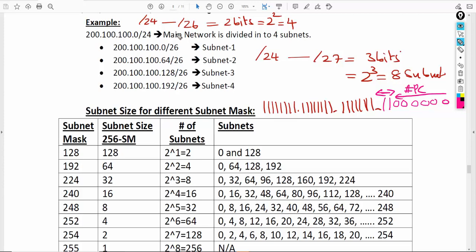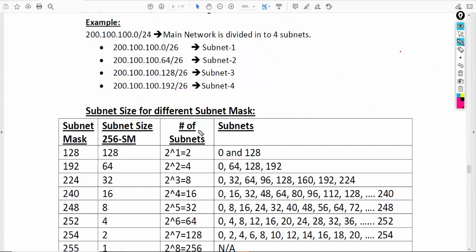Basically it says there's a 0 subnet, 64 subnet, 128 subnet, 192 subnet. So one big subnet we are dividing into 4 different subnets. Every subnet will have a network ID, broadcast ID, valid IPs. Let's come back to that one after some time. I want you guys to understand this chart also, very important. So write it down and memorize.